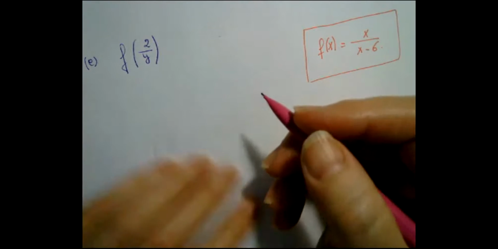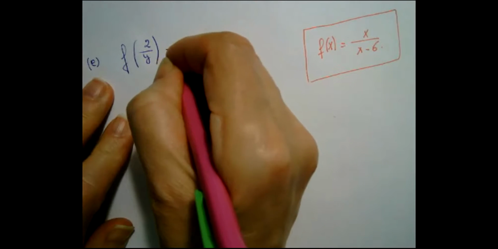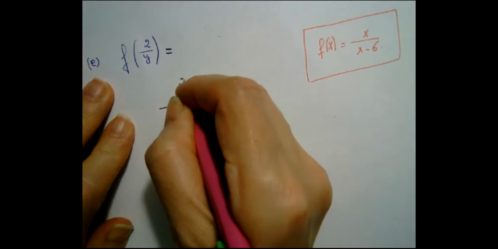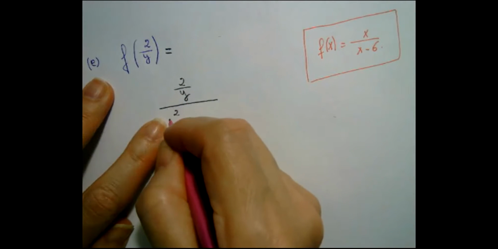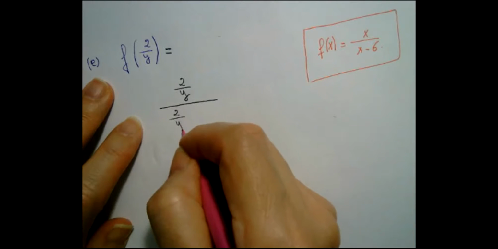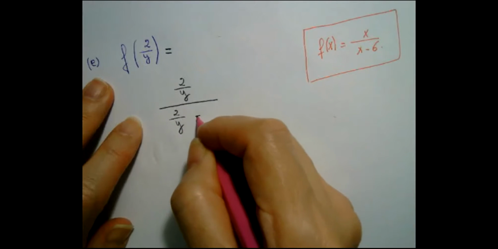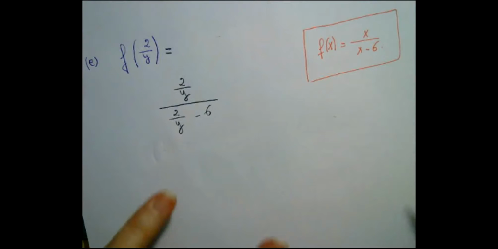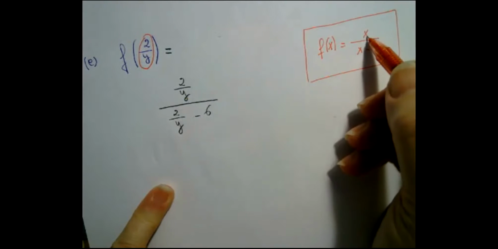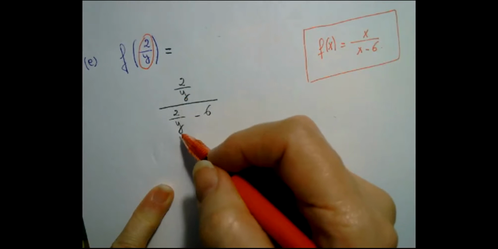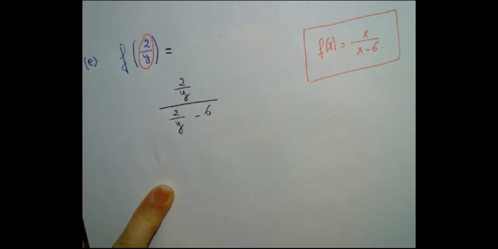So f of 2 over y will equal 2 over y over 2 over y minus 6 over y. Not y minus 6 over y. Why only minus 6? There is no y yet, because your input is 2 over y. Whenever there is x, you have to put 2 over y. So it's 2 over y minus 6. That's the first step. Now proceed.